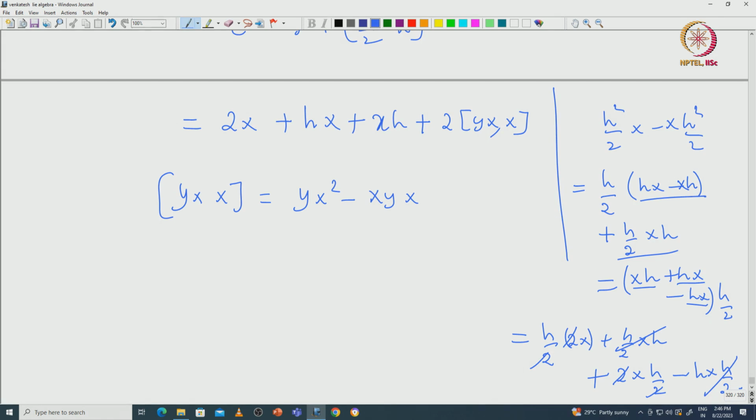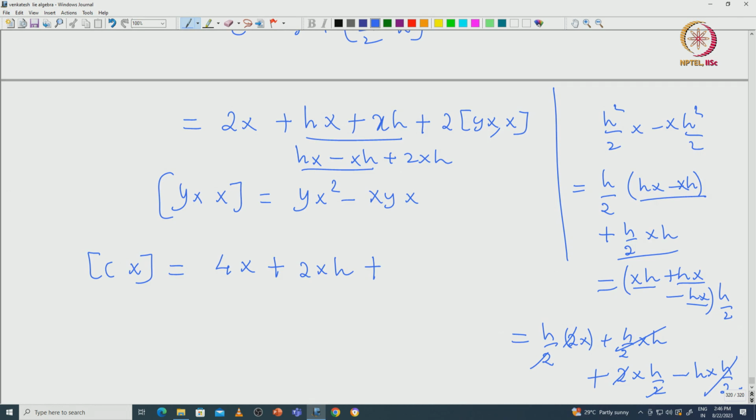Okay. So, here again you can replace this h x minus plus 2 h x. So, that is going to give me C x equal to, so this is going to be plus 4 x and then plus 2 x h and then plus this y x square minus this.